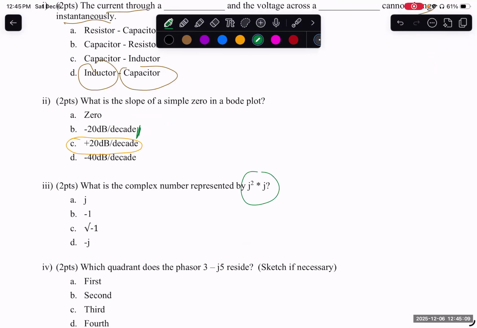Now the simple question: what is the complex number represented by j squared times j? j is just a complex number which can be represented as the square root of negative 1. So if we do negative 1 squared times j, the square root gets cancelled because of the square power. So it's negative j. That would be the answer.